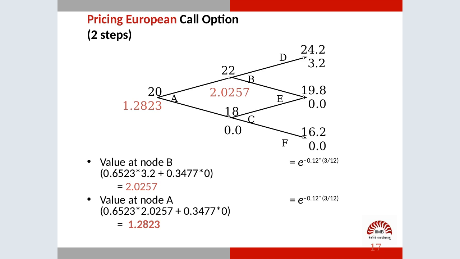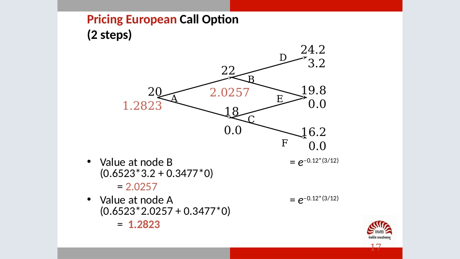And then this you have to discount over that period. So you discount at 12%, which was the interest rate for 3 months. And hence you will end up getting a value of 2.0257. Right? So that's how I get the value of 2.0257.